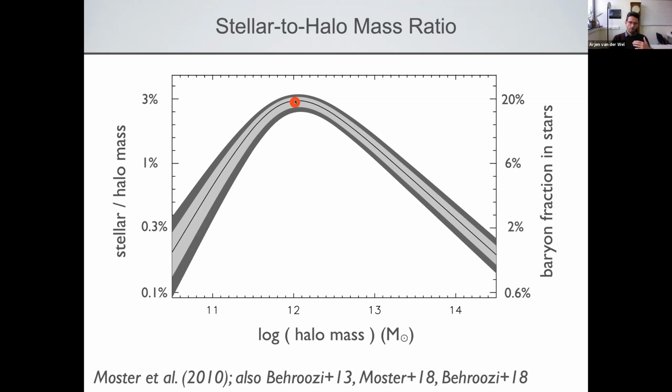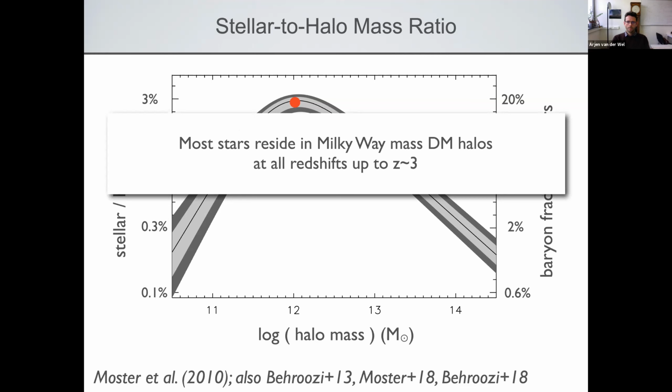So there seems to be a peak in the efficiency with which a halo can convert its baryons into stars. At that peak, about 3% of the halo mass is in stars, or 20% of its baryons. At lower and higher masses, those fractions are lower, and that's attributed to the star formation feedback that slows down the star formation process. And here the feedback is supposed to come from the black hole, right? That's the standard story.